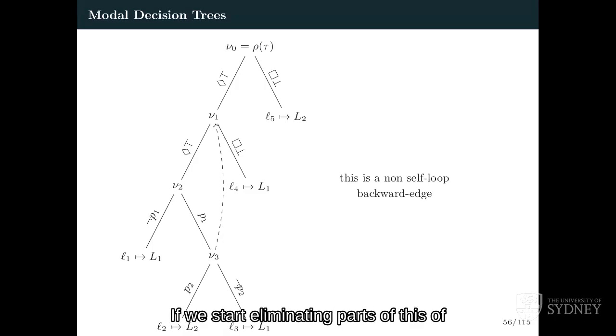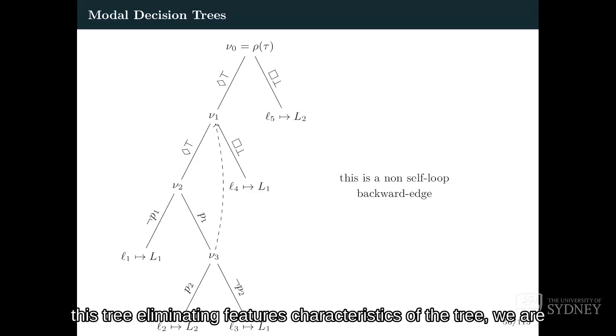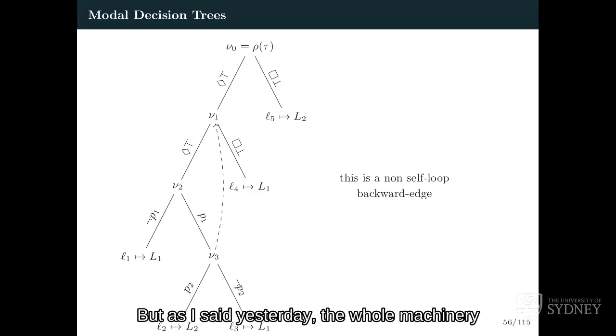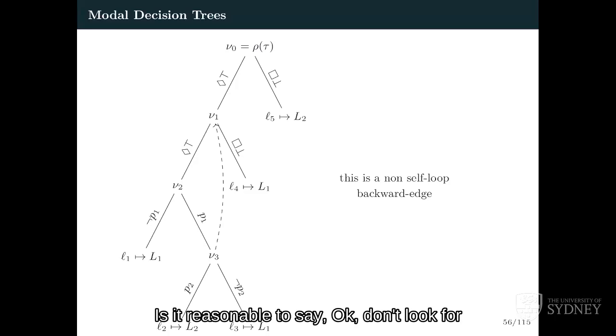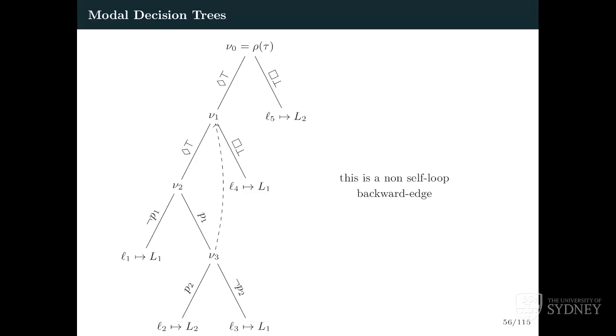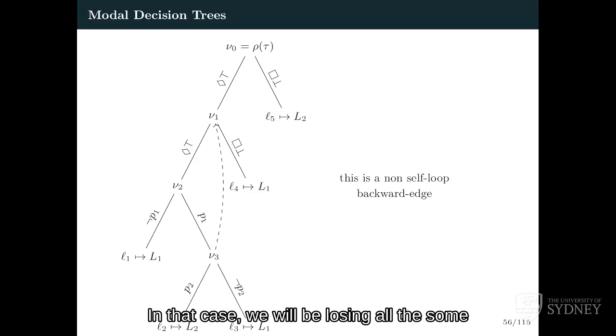Of course, if we start eliminating parts of this tree, eliminating features, characteristics of the tree, we're going to lose completeness. But as I said yesterday, the whole machinery can be dialed down and up as we want. So the point is, how do we dial down? What do you think it's reasonable to do? Is it reasonable to say, okay, don't look for all the atomic decisions? In that case, we would be losing some of the propositional power. So no.